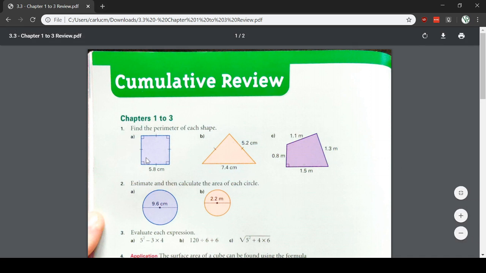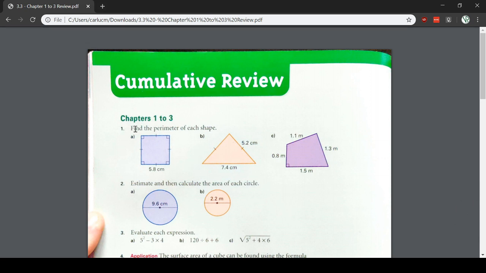So in the case of the rectangle, we're just starting in one corner. If we were to walk all the way around that, that's what we're looking at. These little tick marks again mean that sides are the same. So in the case of number 1 there, we're just adding up all the sides: 5.8 plus 5.8 plus 5.8 plus 5.8. And that'll get us the result.